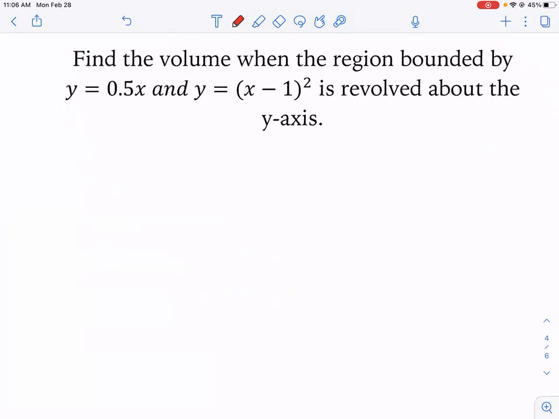So that picture that I was showing you, this is how we got it. y equals 1/2 x and y equals (x minus 1) squared. Write it down. Let's get a picture drawn.